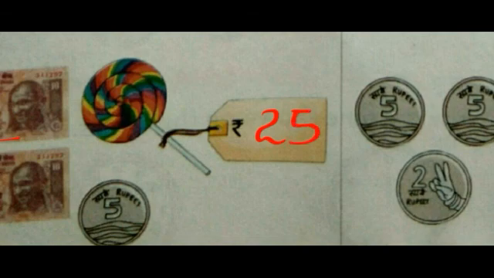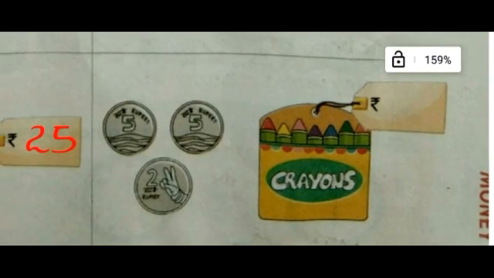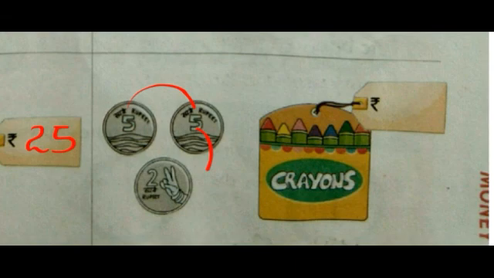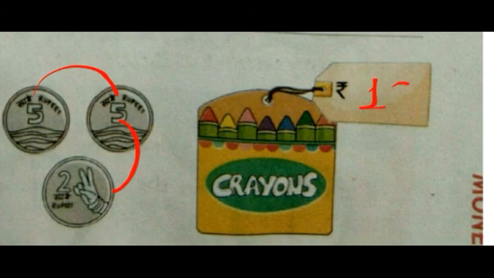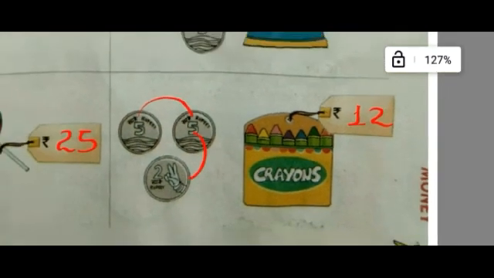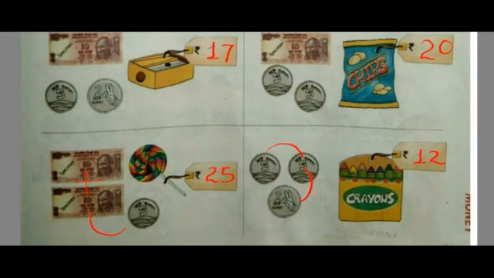Okay. Now see the last one. 5 plus 5 is 10 rupees. And 10 plus 2, 12. So crayon colors are for 12 rupees. Okay, scholars. So this is the way how we can find out the amount by counting the total amount.